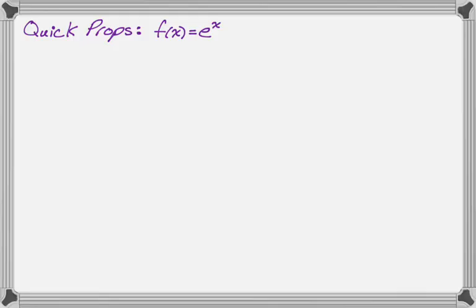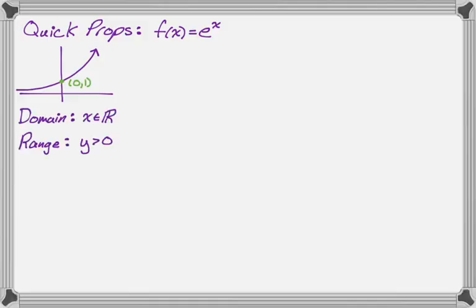First, let's talk about some properties of e to the x that I think you should definitely have memorized, know all these things front and back. The first one is the graph, which features the point (0, 1). And of the graph, there are a bunch of things you should be aware of for the function. First, the domain is all reals, and the range is y is greater than 0.